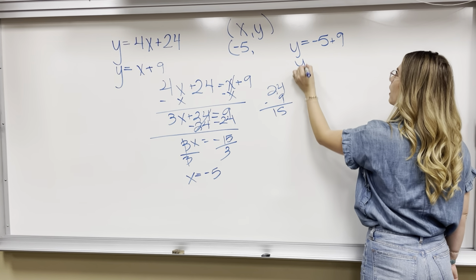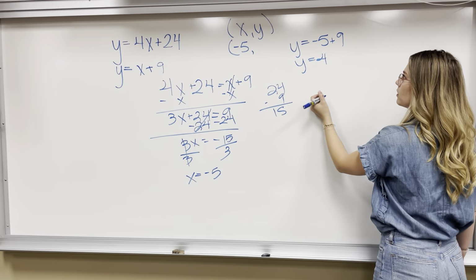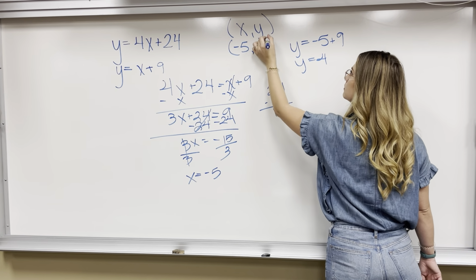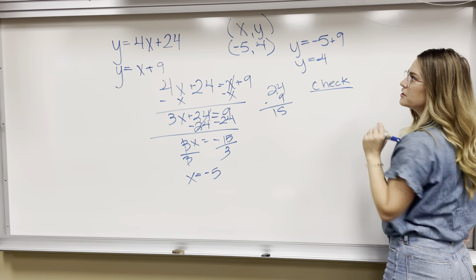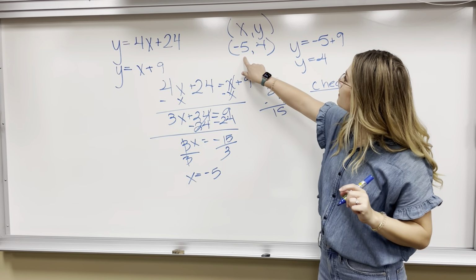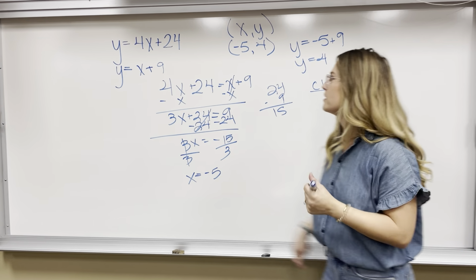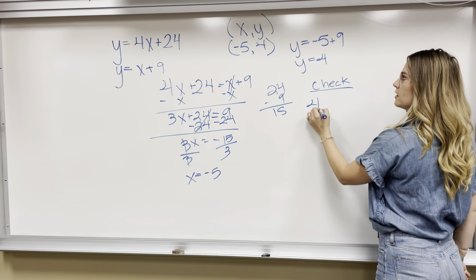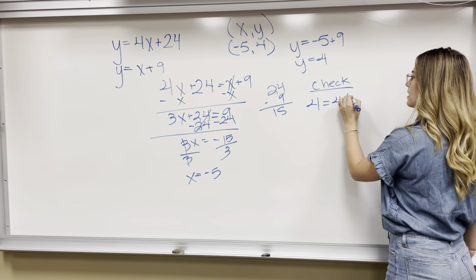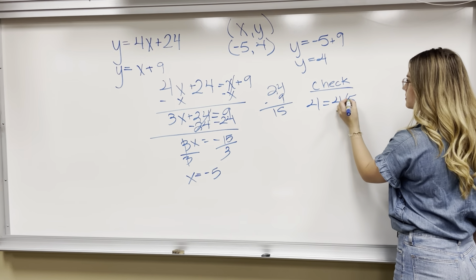All right, so now y equals 4. Now I'm going to check my work using the other equation. So we'll substitute in this x and this y into that equation, and we just make sure it works. So y is 4 equals 4 times negative 5.